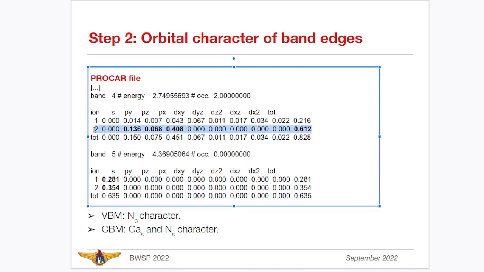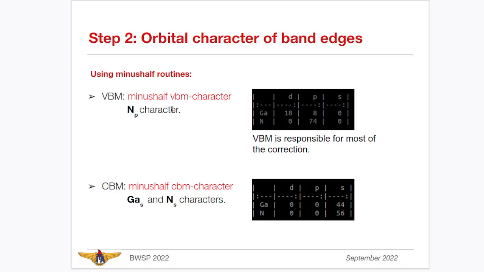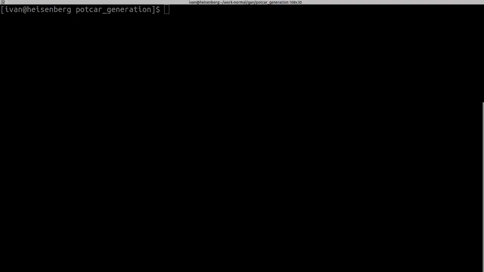So as you can see, the maximum of the valence band is derived from the second ion, which is nitrogen, and especially from the p orbital. So with this information, we see that the maximum of the valence band comes from the nitrogen p orbital, and this information can be directly extracted from the use of the minus half code.